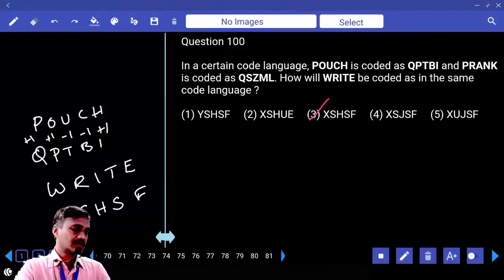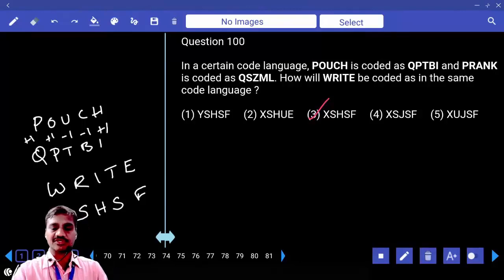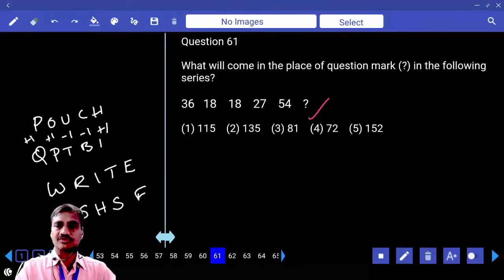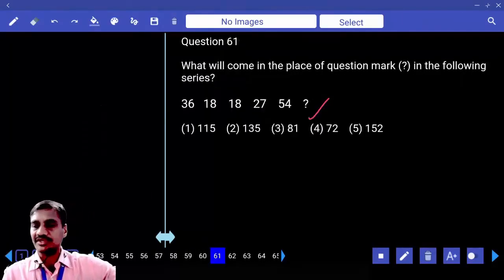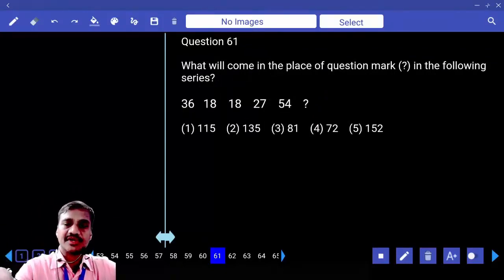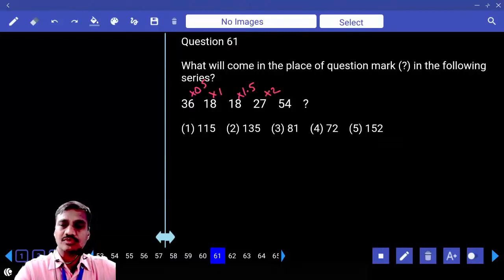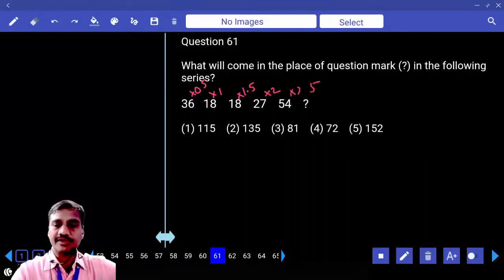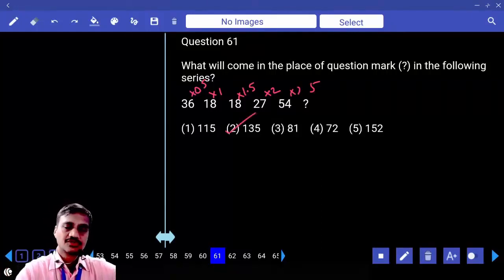Number series. Now question numbers 61 to 65. Now in this 61 to 65, the number once decreased, from there onwards it started increasing. And 36 and 18. What is the number we have? Into 0.5. Next one it is into 1. Into 1.5. Into 2. Next one is into 2.5. Into 2.5 is how much? 540, 270, 135, choice 2. Done? Choice 2 is the answer for 61.